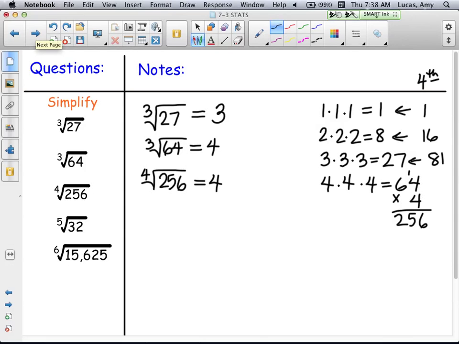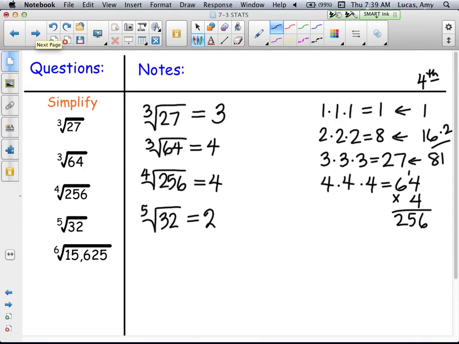The 5th root of 32. I'm pretty sure if I multiply 16 by 2, I am going to get to 32. So the 5th root of 32 is 2. So 2 times 2 times 2 times 2 times 2 is 32.